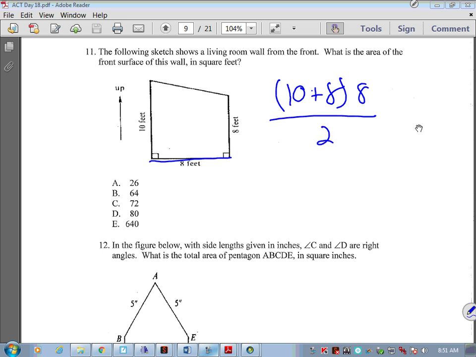10 plus 8 is 18. What's 18 times 8? Divided by 2 should be 72. So it's just the area of a trapezoid. Notice how many times we've had to use the area of a trapezoid formula? Okay, that's one you need to know. Okay, what about 12?